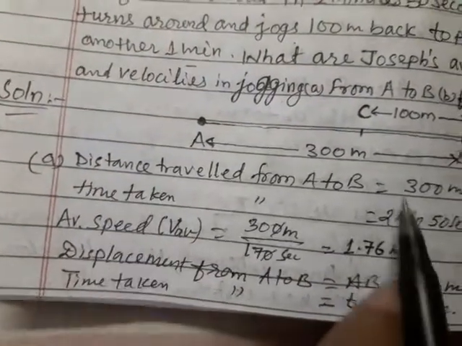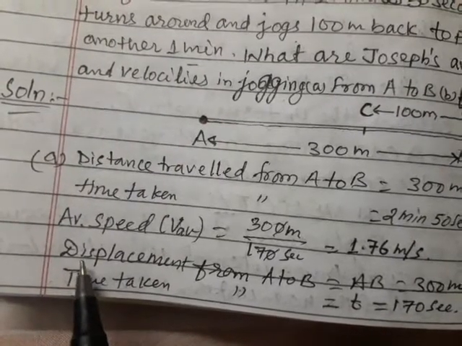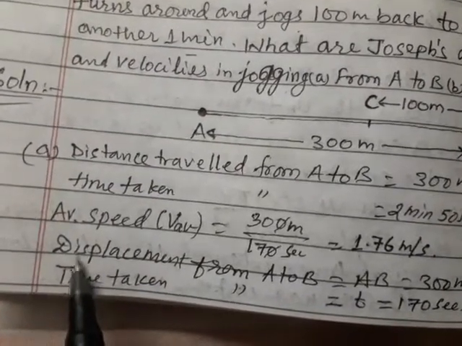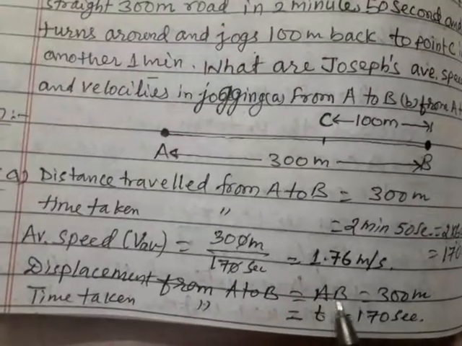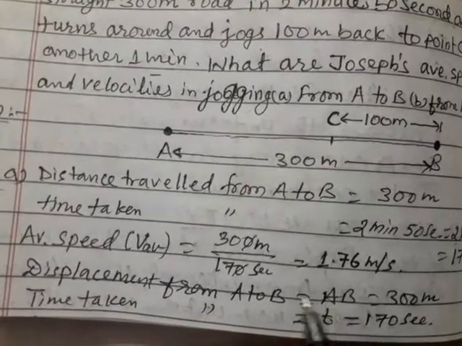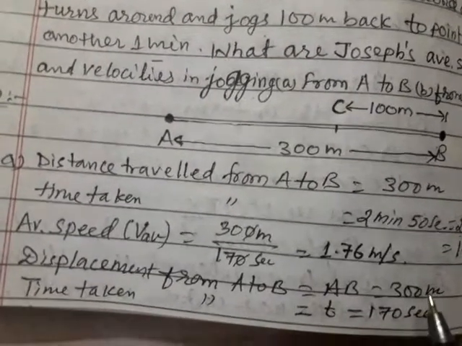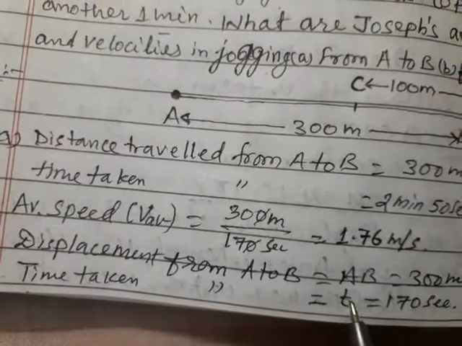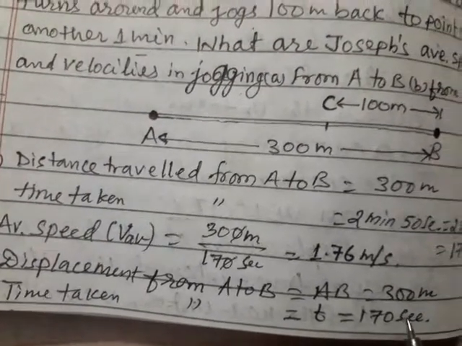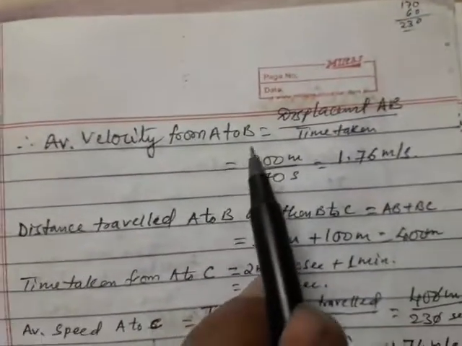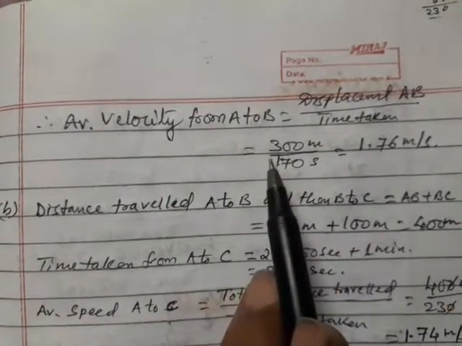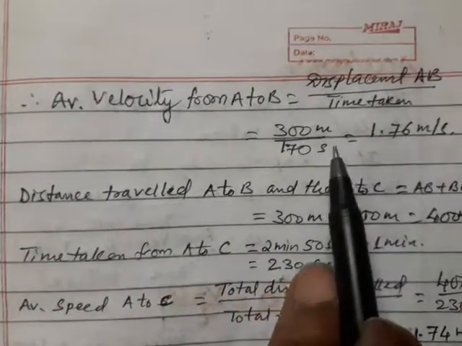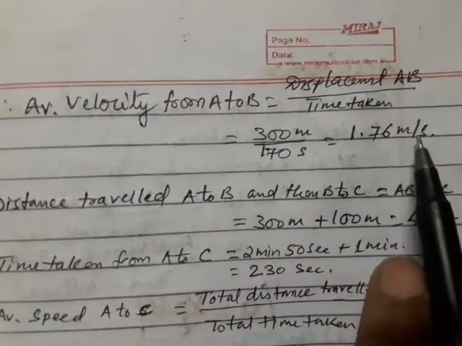Now, for the same case, we have to calculate the average velocity. So, you see displacement from A to B is equal to AB. This is the minimum separation. This is 300 meter and time taken is equal to 170 second. Therefore, average velocity is equal to displacement AB by time taken. This is again 300 meter by 170 second. This gives 1.76 meter per second.